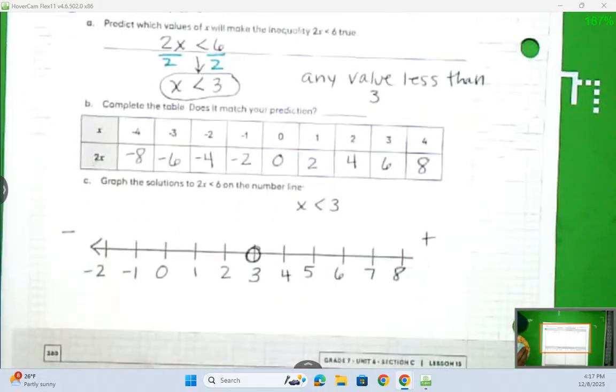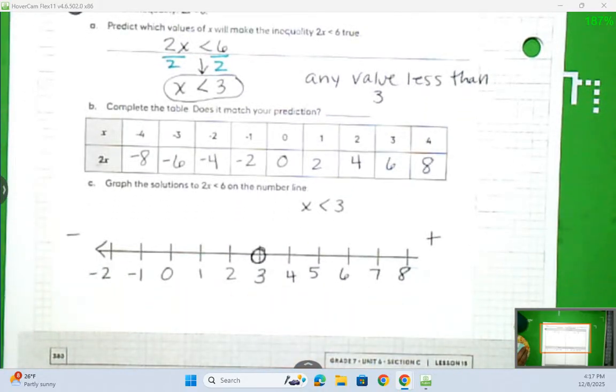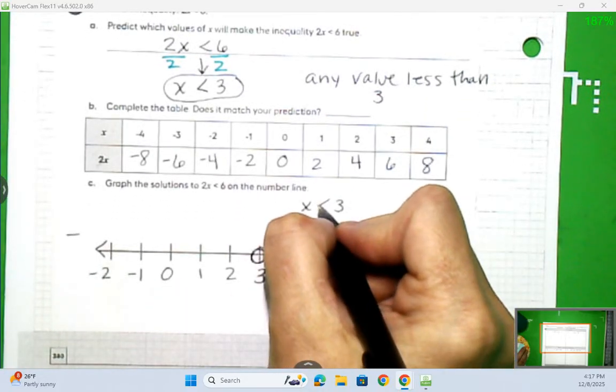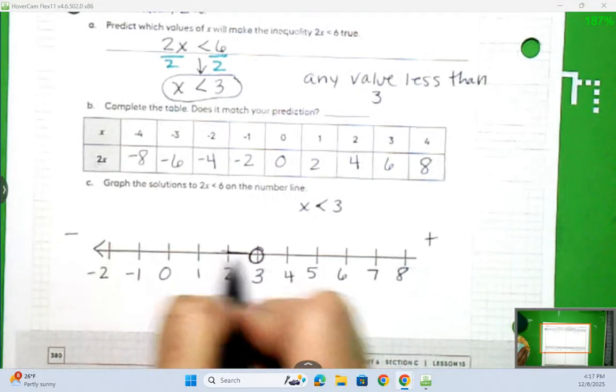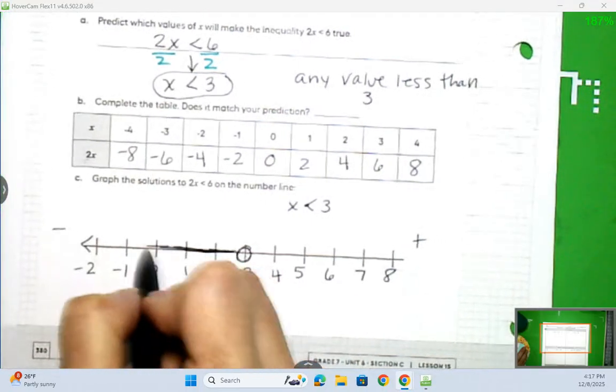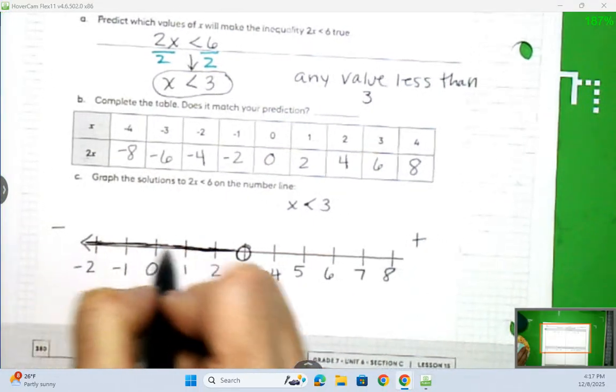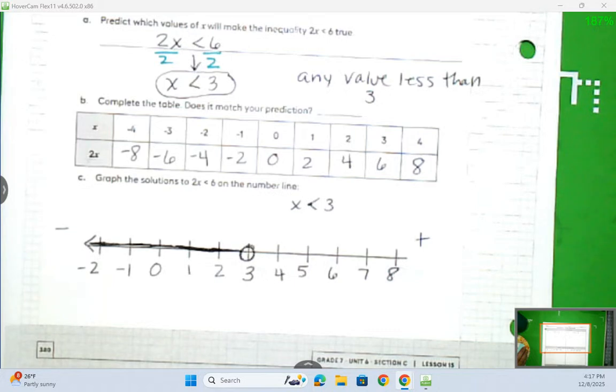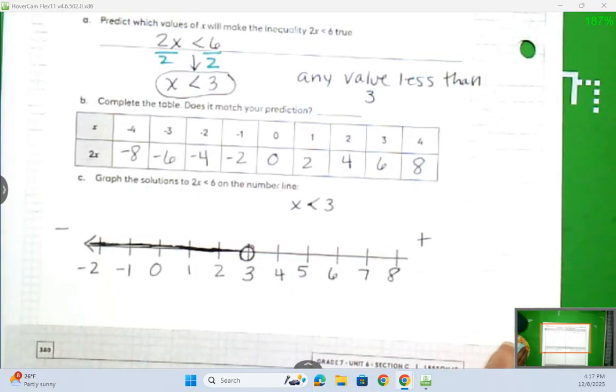It's very important to have equal size increments on our number line. Okay, x is less than 3, so less means we're shading to the left. So any number less than 3 would work for the condition. Okay, over to the next page.